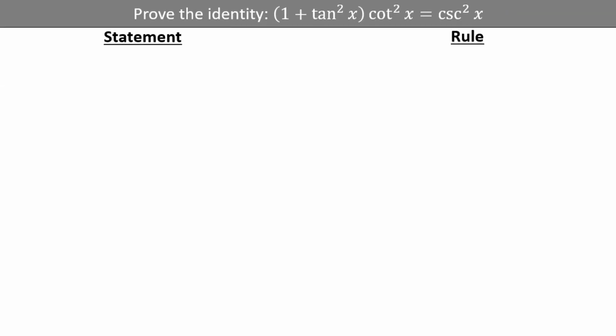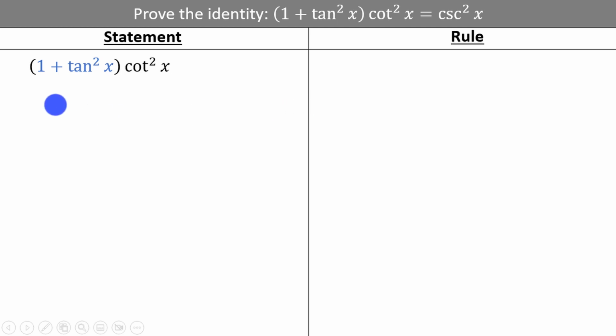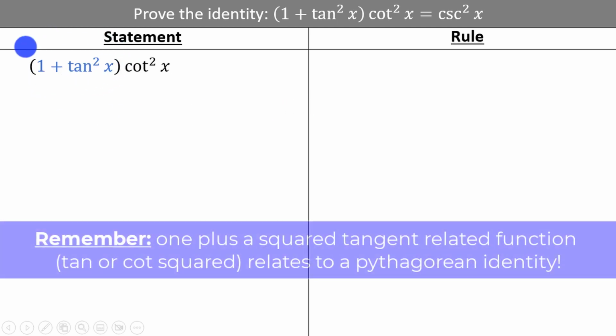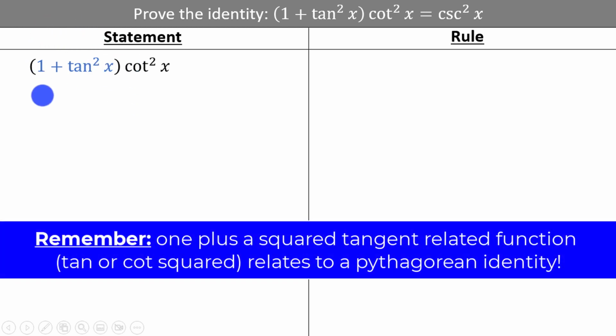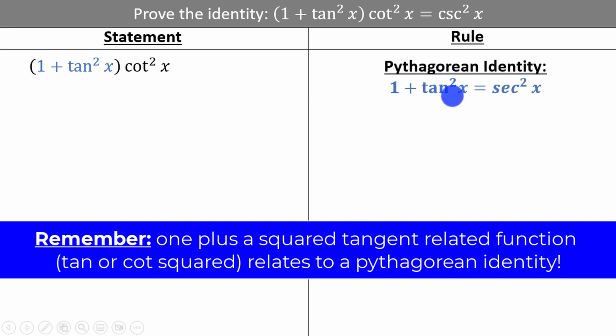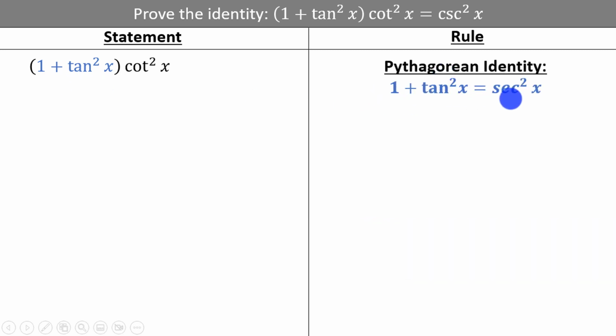Let's see if we can prove that 1 plus tangent squared times cotangent squared is equal to cosecant squared. Let's start with the left-hand side. Again, we have 1 plus a tangent squared related function. I always remember that 1 plus tangent squared, or 1 plus cotangent squared, is a trigonometric identity. Specifically here, 1 plus tangent squared is equal to secant squared. Therefore, we can replace 1 plus tangent squared with secant squared in our problem.